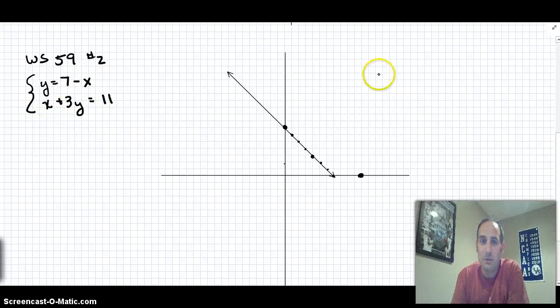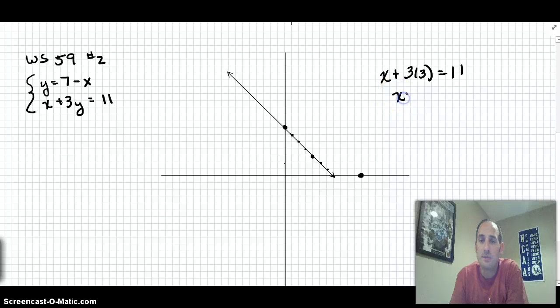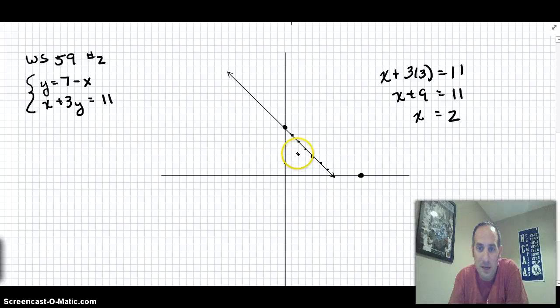If y has to equal 3, we could say x plus 3 times 3 equals 11. And we could say x plus 9 equals 11. And using the equality properties, we can get x equals 2. So if x is 2, y's got to be 3. And that's another point that's on this line.